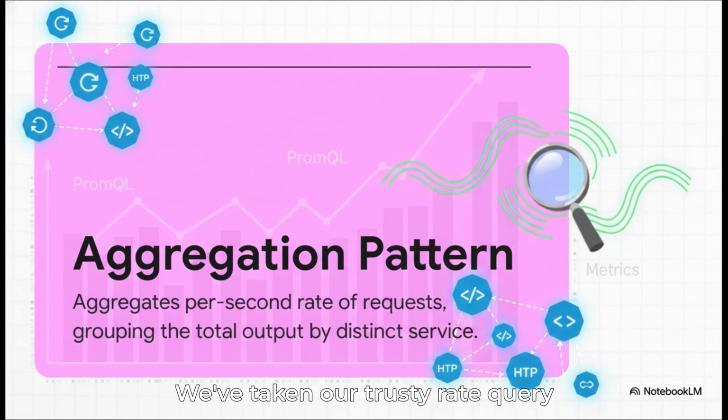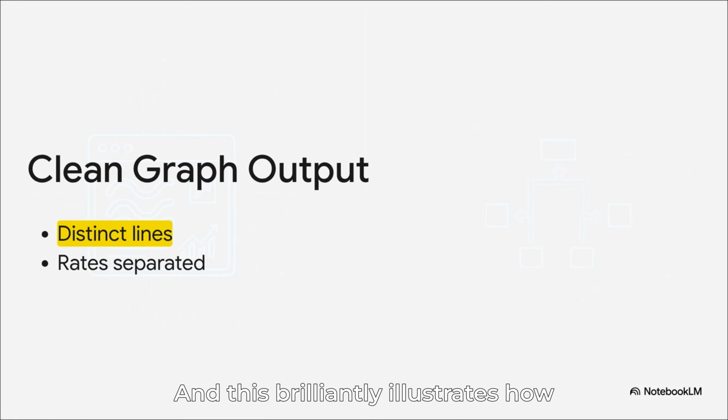We've taken our trusty rate query and wrapped it in a sum operator, and then we just added by service right at the end. This tells Prometheus, hey, roll up all the individual pod or instance data and group the total output strictly by distinct services. And this brilliantly illustrates how chaotic, noisy data becomes instantly organized. Instead of a mess of 50 overlapping, unreadable lines, your visual output is now a really clean graph, displaying distinct stacked lines. You can clearly see the total request rate separated perfectly, service by service.